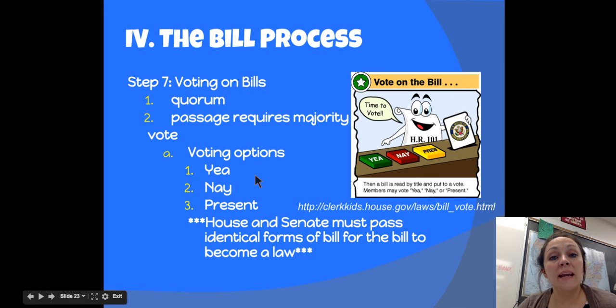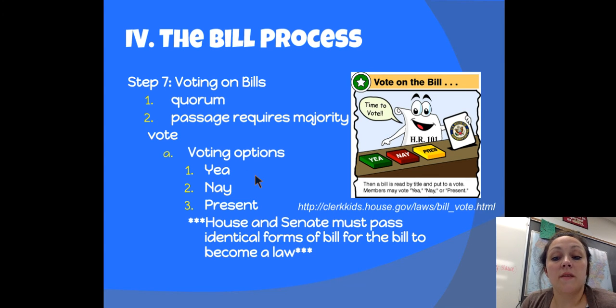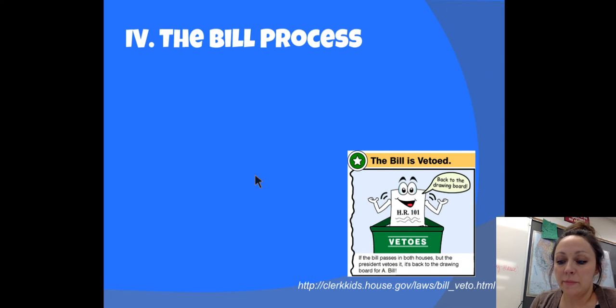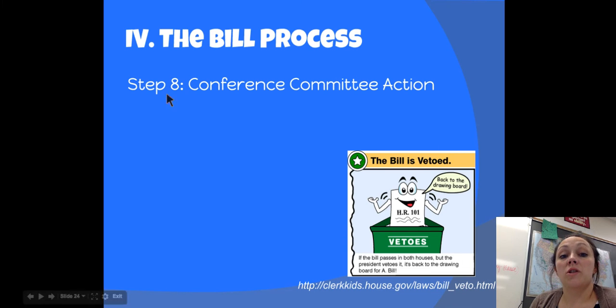The House and the Senate must pass identical forms of the bill for the bill to become a law. Now, I know that you guys can remember this from watching the Schoolhouse Rock video. Once the House of Representatives passes the bill, it has to go on to the Senate. The Senate goes through the same process. And if the Senate makes any changes to the bill, then that bill would either have to go to the House of Representatives and go through that exact same process again, or, which is what normally happens, we meet in a conference committee. Okay, and we talked about conference committees last chapter.